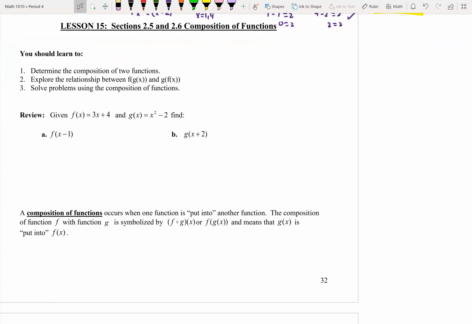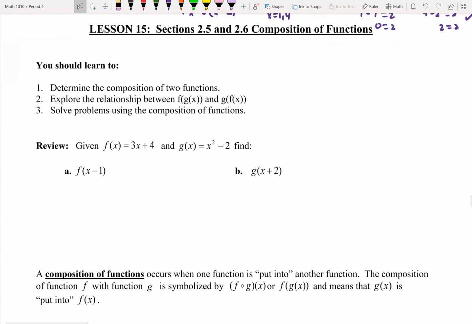Okay, here we go. Lesson 15. So we're going to do something today called composition of functions. Like I said, I think the lesson's only going to be 40 minutes, so we can all get a nice start on all the stuff we have to do for the weekend, okay?